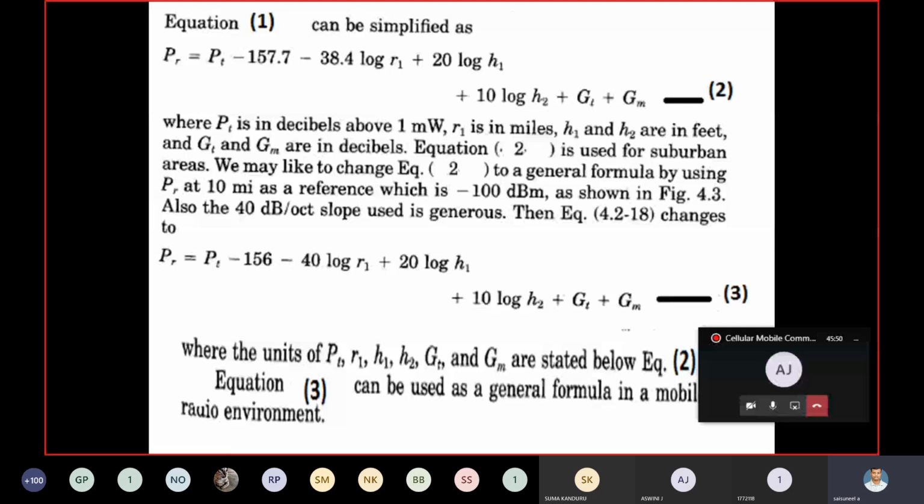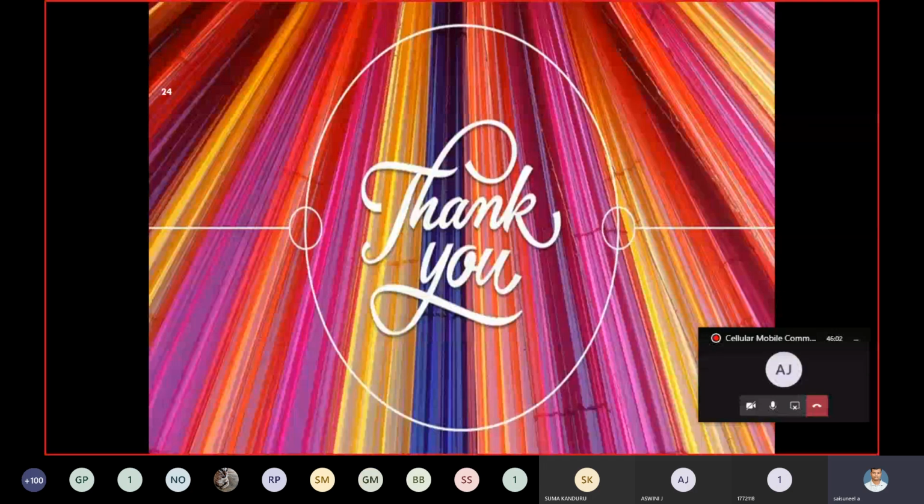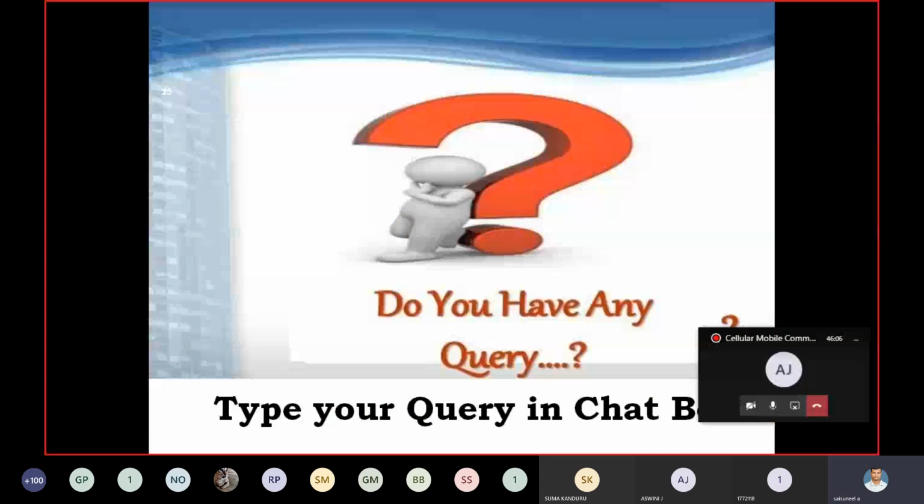That is the point-to-point model, or Lee model. Is there any query? Type your query in the chat box.